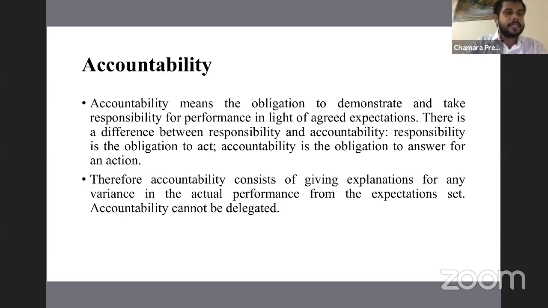So therefore, accountability consists of giving explanations for any variance in the actual performance from the expectation set. Accountability cannot be delegated, right? You have to answer and give explanations. So it's not just finishing the task, but you need to give explanations as well. You are liable for explaining those things.